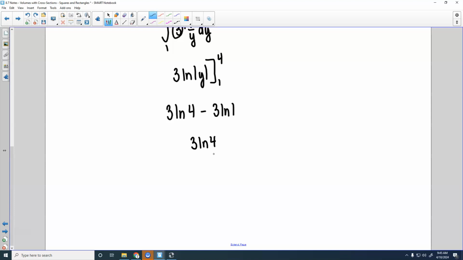No. You're thinking in the right direction, but they wouldn't. You could do that, but they won't do it that way. They'll break it down further. How can I write 4? I could write 4 as 2 squared. What can I do with that exponent? Bring it out here. So they might do 6 natural log of 2.